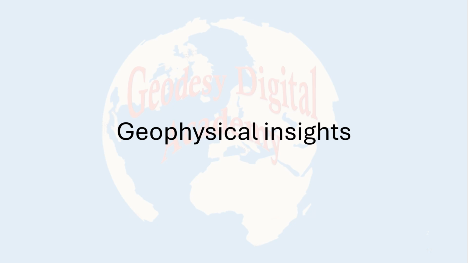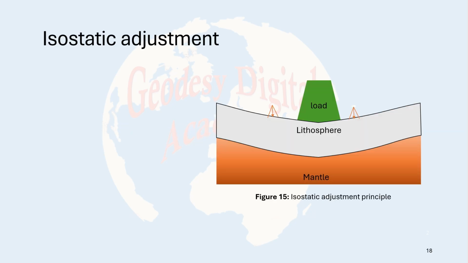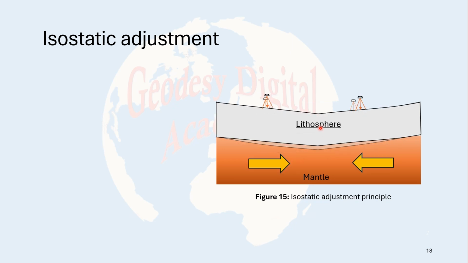Geophysical insights. Static adjustment. Consider that there is a load at the surface of the lithosphere and it pushes the lithosphere down into the mantle. And we have a GNSS receiver on the lithosphere. Now, after a while, when the load is gone, the mantle pushes back upward and causes some deformations to the surface of the lithosphere. As you see, in that case, the GNSS receivers go away from the load place.